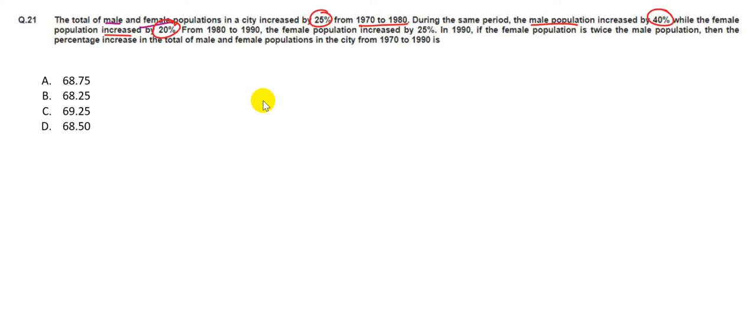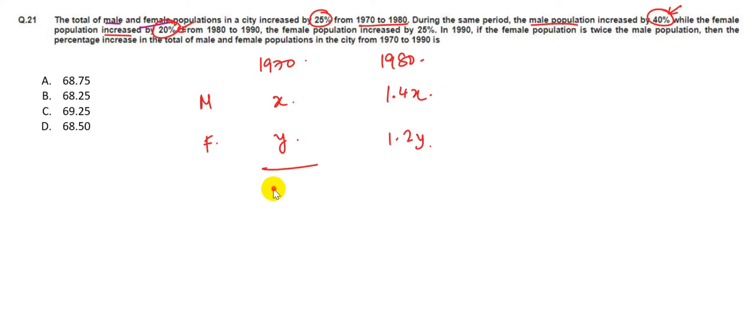So let's draw a table. Male, female, and 1970, 1980. Now let's say the male population was x, so that increased by 40%, so this became 1.4x, and the female population was y, this increased by 20%, so this will become 1.2y. So the total population in 70 was x plus y, and in 80 it becomes 1.4x plus 1.2y. Now this is 25% more than the population in 1970. So this is 1.25 times (x plus y).